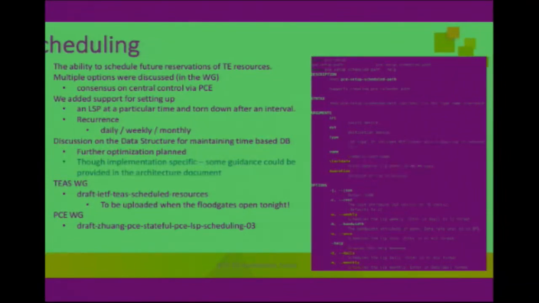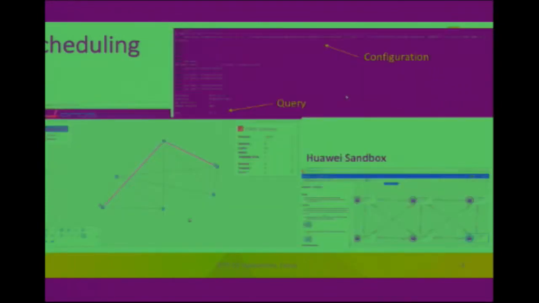On the right-hand side, what you see is the CLI that we added, which had start time, duration, calendaring, things like weekly, daily, and all those details. And once you configure, you can see what is the path that we will set up in future, and that option is also available. And when the time comes, the PCE will automatically send an initiate message and set up the path at that time, and also tear it down once the need is over.